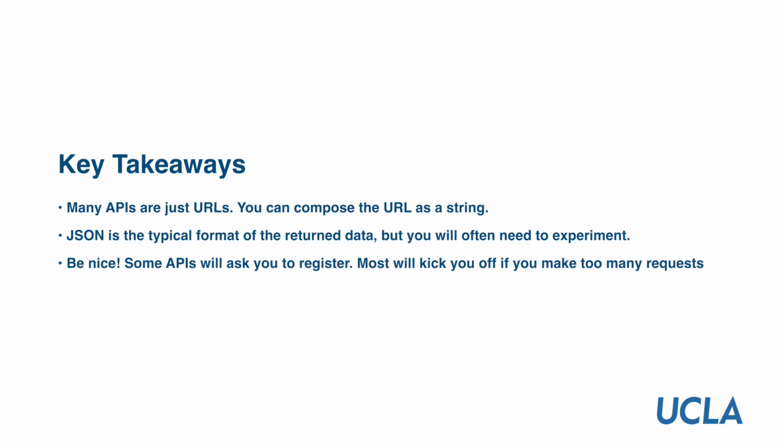And then the final thing I'll add is be nice. Don't try and overload someone's server, or if they slow you down, don't keep making lots of requests. And some APIs will ask you to register for exactly that reason. Again, most will kick you off if you're too aggressive. If they kick you off, wait a bit, slow down, take a breather, ask for the data at the pace that the server is comfortable giving it back to you.